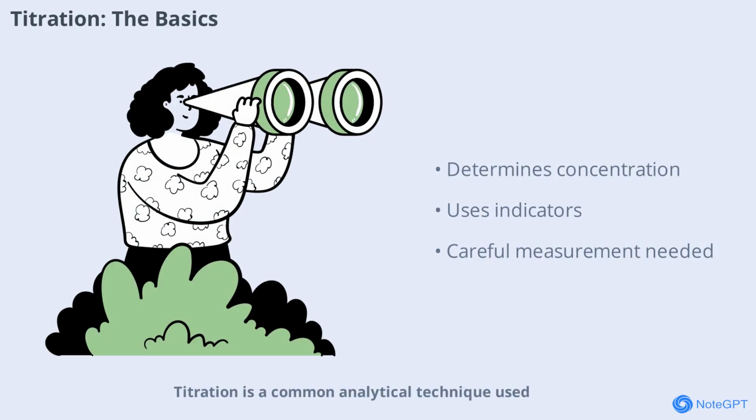Titration is a common analytical technique used to determine the concentration of a solution. It involves adding a solution of known concentration to a solution of unknown concentration until the reaction is complete, usually indicated by a color change. Titration is widely used in laboratories to analyze acids, bases, and other substances. Mastering titration requires careful measurement and observation, but it's a powerful tool for quantitative analysis.